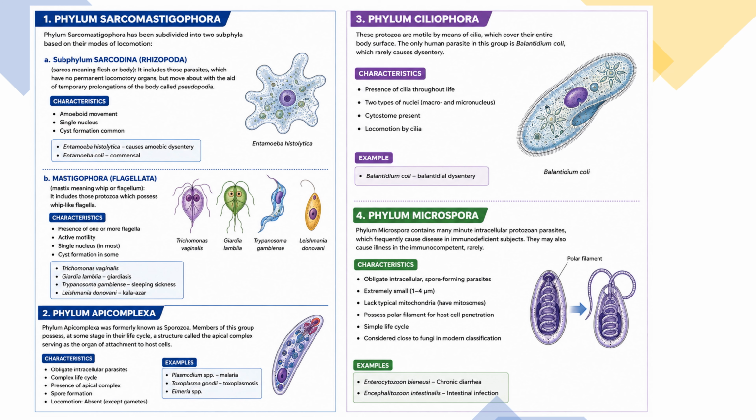And the next subphylum is Mastigophora, which is also known as the flagellates. Here mastix means the whip or flagellum, and they include the protozoa which possess whip-like flagella. Examples include Trichomonas, Giardia lamblia, Trypanosoma gambiense, Leishmania donovani, etc.